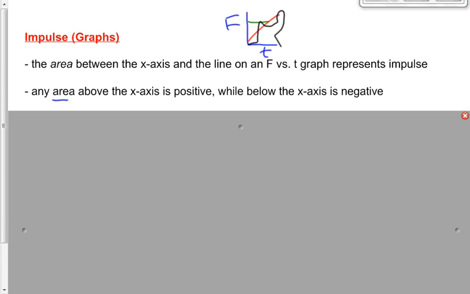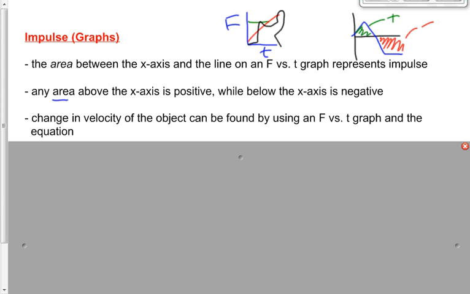Now, sometimes the area is above the time axis, or above the x-axis. In that case, we're going to make it a positive value for impulse. If it's below the x-axis, we're going to make it a negative value. So if your graph happened to look like this, the area up here would be positive, and this area down here would be negative. We'd add those two together and we get a total impulse or a total change in momentum.